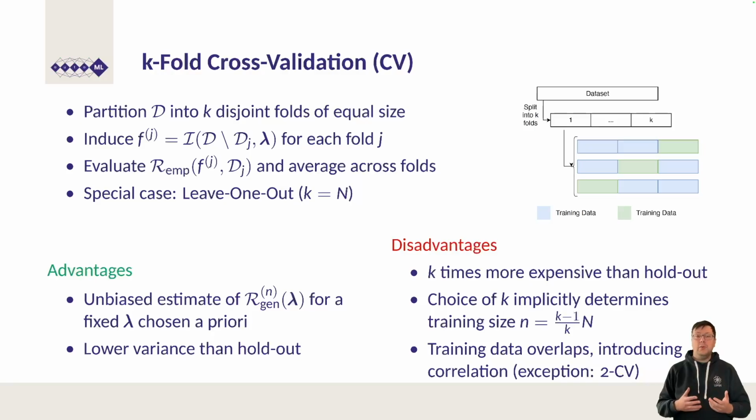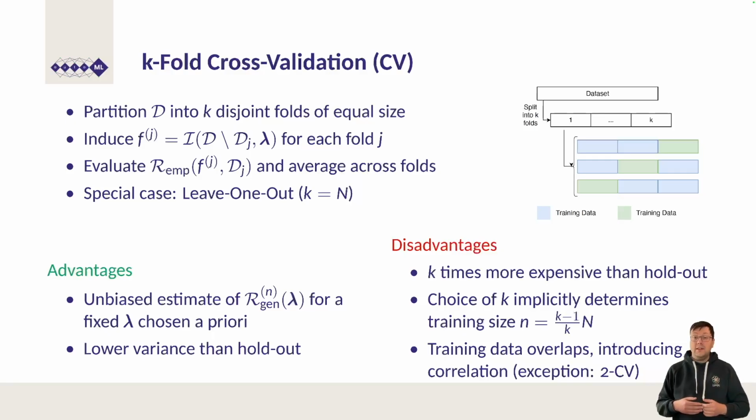This is maximally data efficient, but also maximally expensive, and in practice it is only used for very small datasets. On the advantages side, for a configuration fixed a priori, k-fold cross-validation gives you an unbiased estimate of the generalization risk with substantially lower variance than holdout through averaging. But there are three disadvantages. First, the cost. K model fits are needed instead of only one.